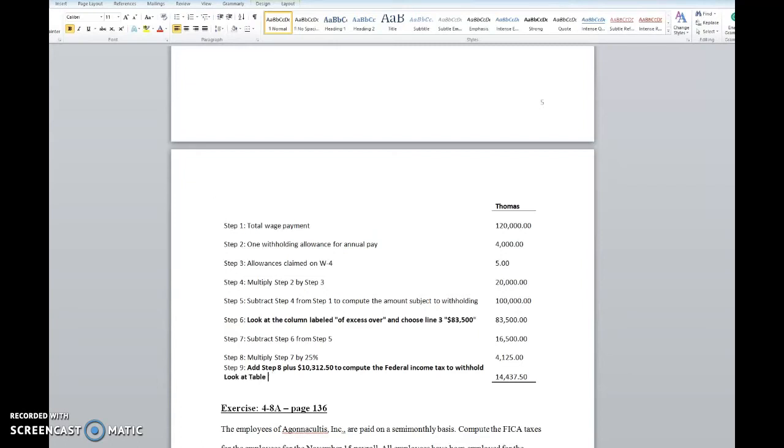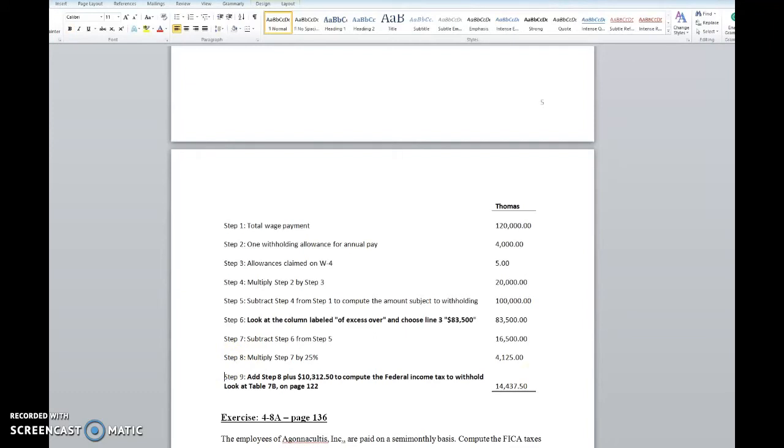table 7B on page 122. He's married, and since he is over the 100,000, we're going to take $10,312.50 plus the 4,125 to give us a total federal income tax to withhold of $14,437.50. If you do have any questions when you start working through the percentage method, please let me know.